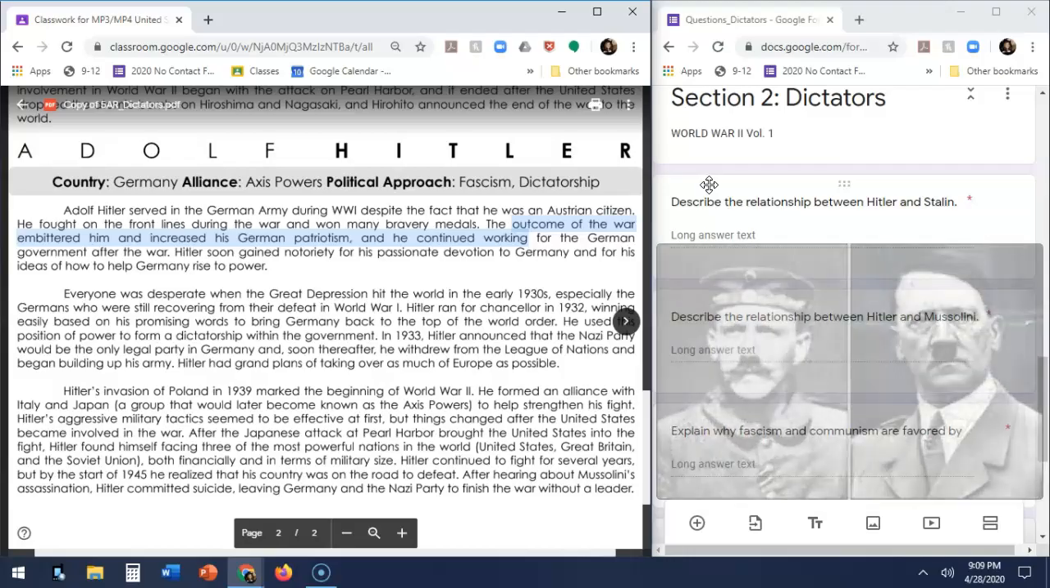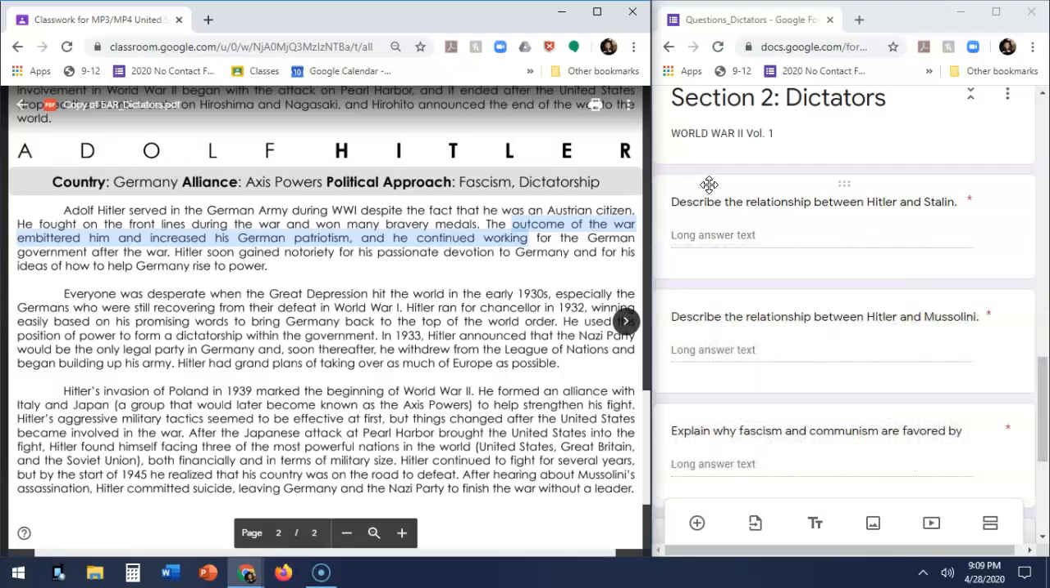Anyway, everyone was desperate when the Great Depression hit the world in the early 1930s, especially the Germans, who were still recovering from their defeat in World War I. Hitler ran for chancellor in 1932, winning easily based on his promising words to bring Germany back to the top of the world order. He used this position of power to form a dictatorship within the government. In 1933, Hitler announced that the Nazi Party would be the only legal party in Germany, and soon thereafter he withdrew from the League of Nations and began building up his army.